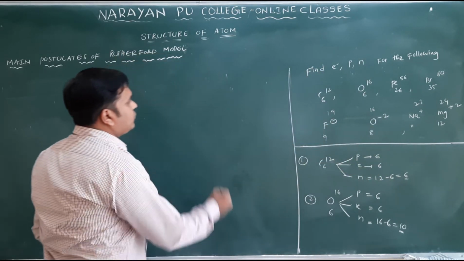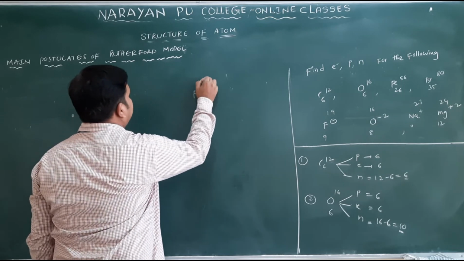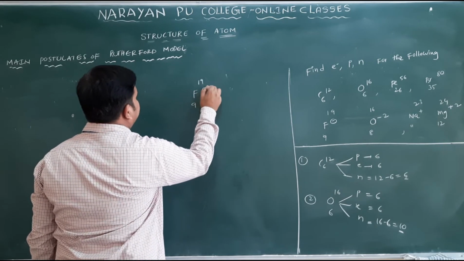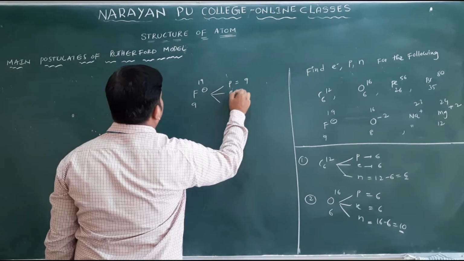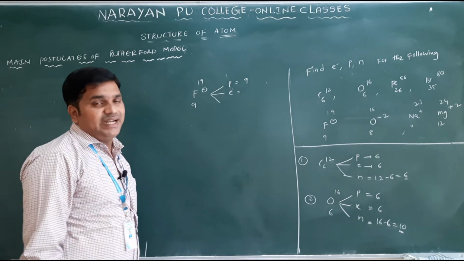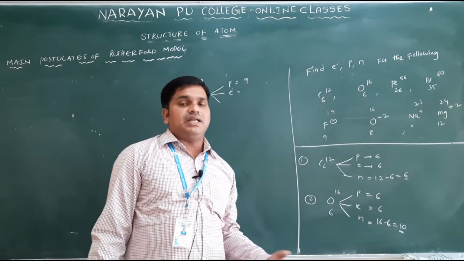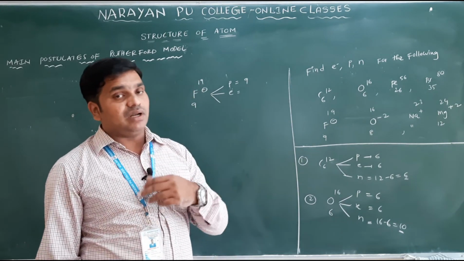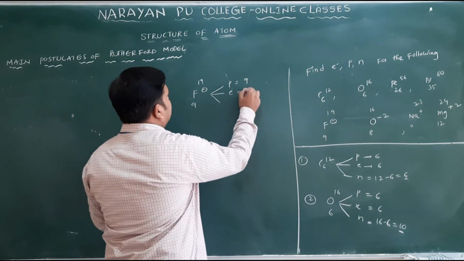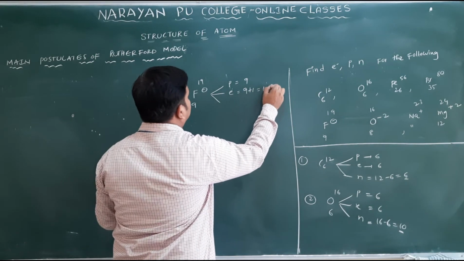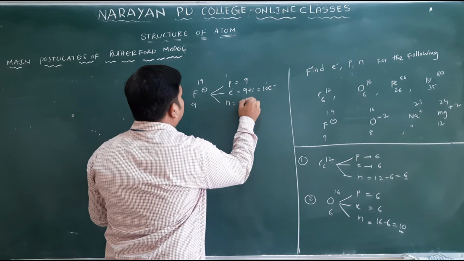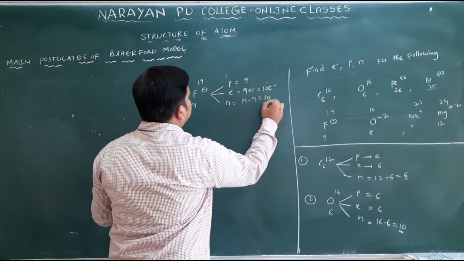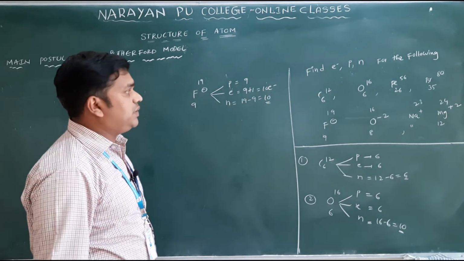See the next one, fluorine. I will take this one. Fluorine has 19 and 9, with an F minus charge. Protons is equal to 9. Electrons: it is a negatively charged particle, so you add the electrons gained. Nine plus 1 is equal to 10 electrons. Now neutrons is equal to 19 minus 9, that is 10. This is for the negatively charged particle.